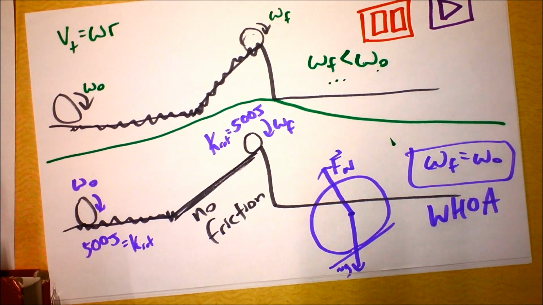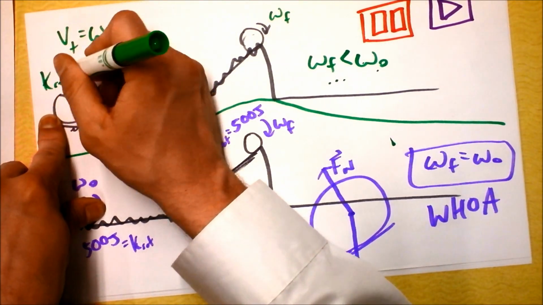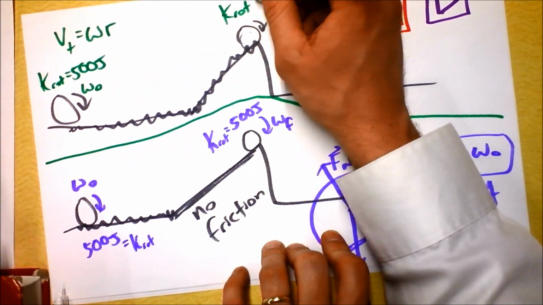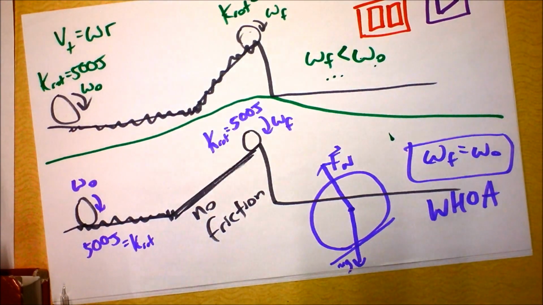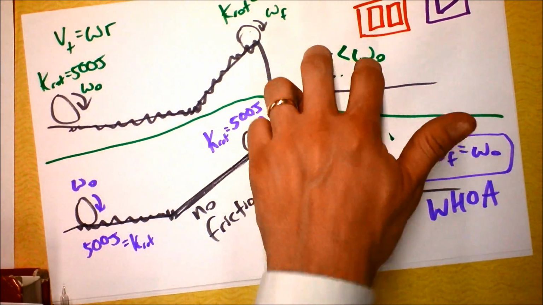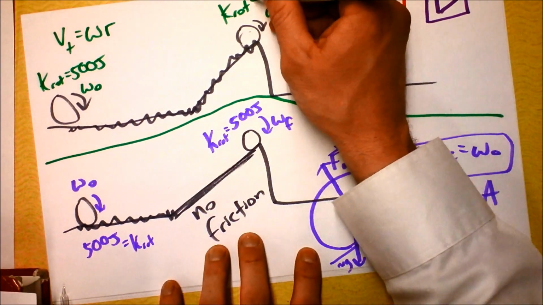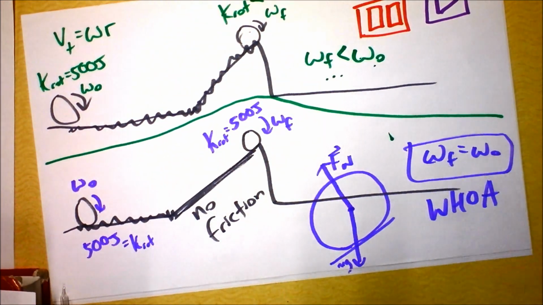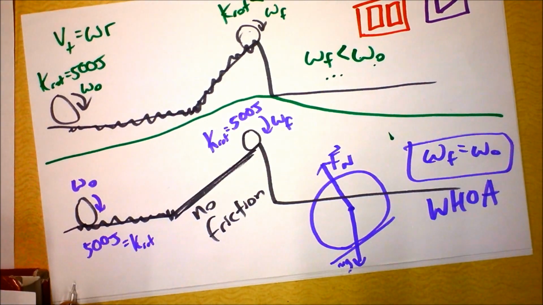Question. There was 500 joules right here. That is K rotational at the beginning, 500 joules. What about K rotational up at the top? Wouldn't it have to be the same? No, because K rotational has to do with I and it has to do with omega, right? So one half I omega squared. Isn't it less than 500 joules? Let's just call it less.